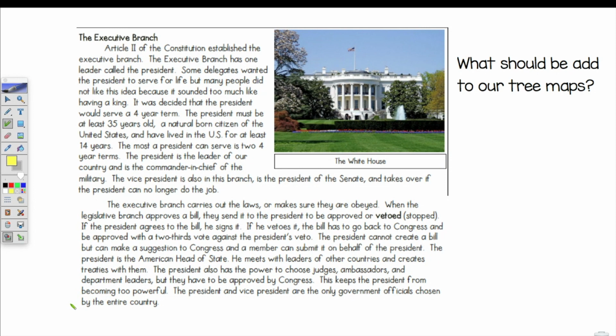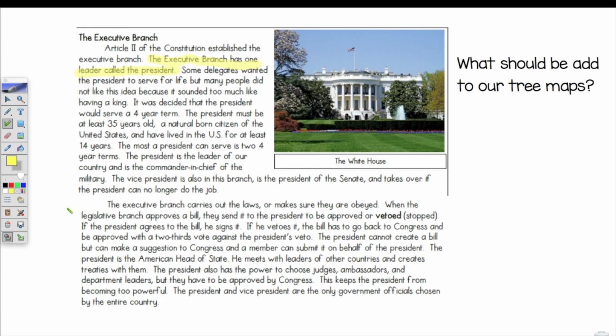Alrighty, so let's think about who. Who is basically the leader here of this branch? Let's go back here. Can you find it? Okay. The executive branch has one leader called the president. So there will be people in this branch, like his cabinet members and the vice president, that will help him, but he is the main leader of the executive branch. So that's our main who.